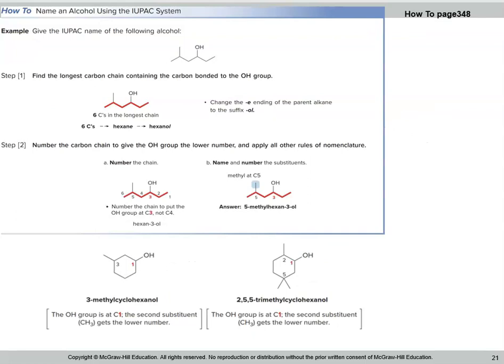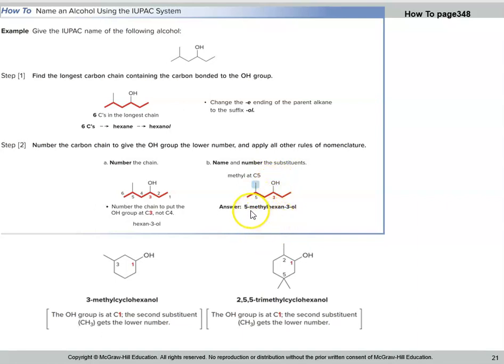Naming here should be a review from previous classes, but we add the OL ending, hexanol, for the functional group alcohols, and it's the same longest chain, and then add the OL ending, and we'll need to determine which carbon that is on based off of allowing for the smallest numbers on that primary, that higher order substituent.